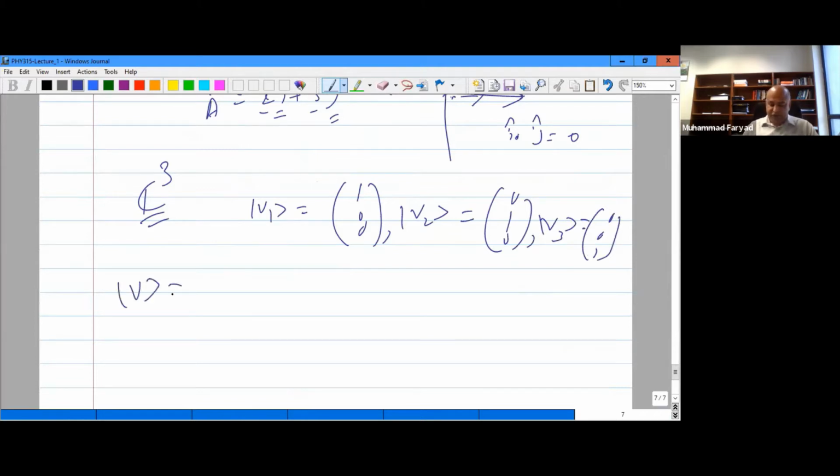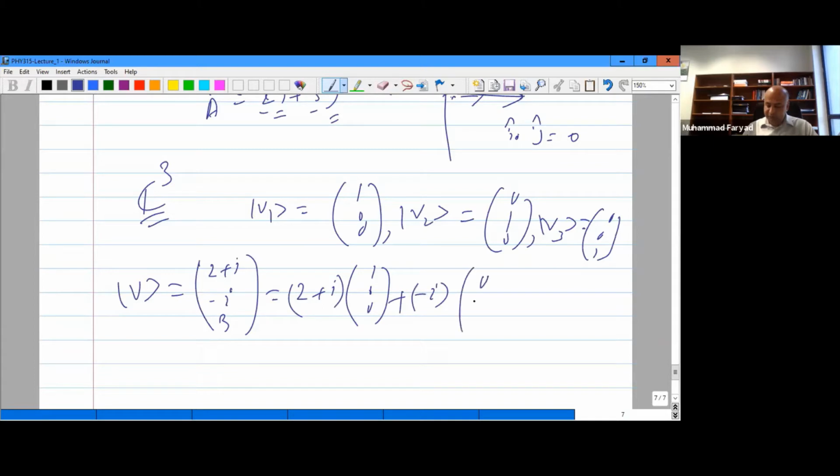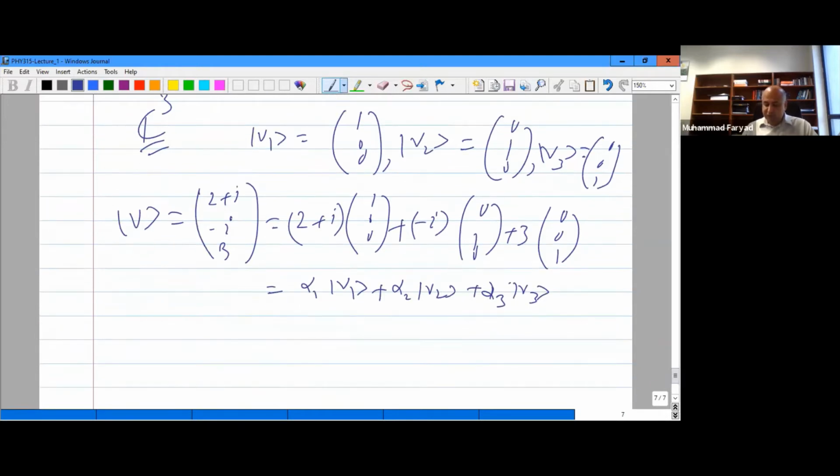For example, if you have this vector, 2 plus i, minus i, 3, you can represent it using V1, V2, V3 like this: 2 plus i times 1, 0, 0, minus i times 0, 1, 0, plus 3 times 0, 0, 1. So this is your alpha 1, this is V1, alpha 2, V2, alpha 3, V3. So you see the dimension of this is 3, because using these 3 unit vectors, I can represent any vector V in this space.